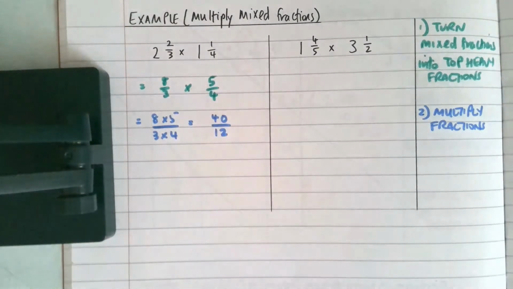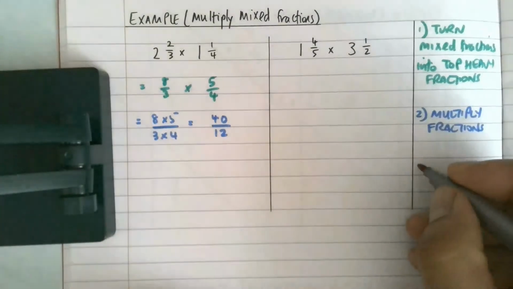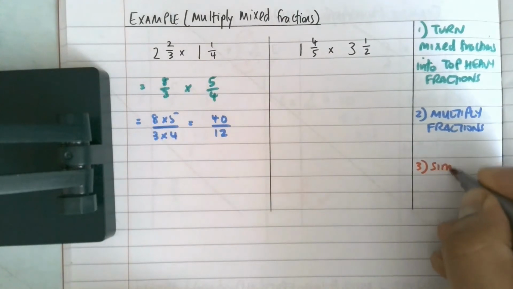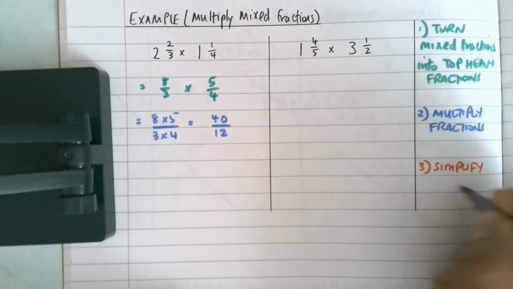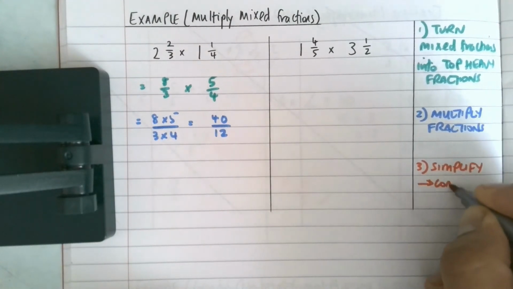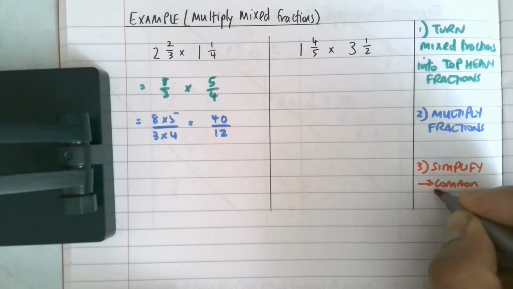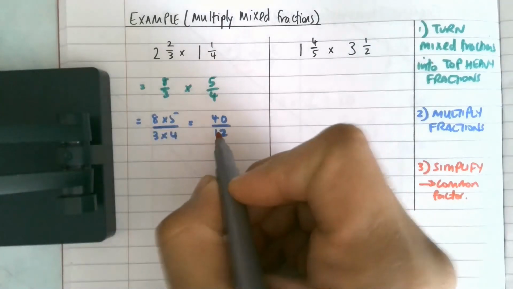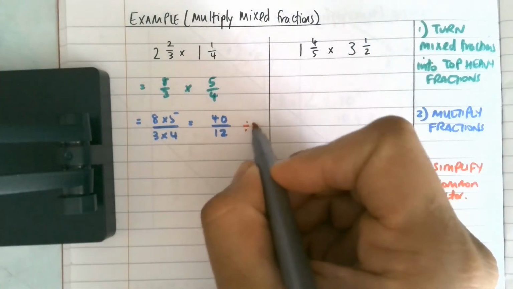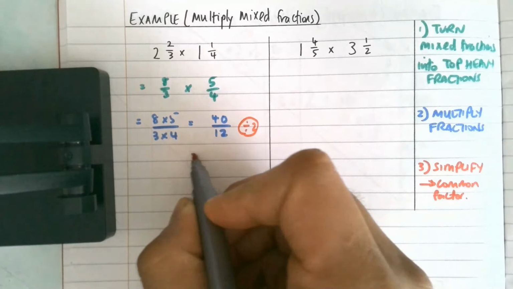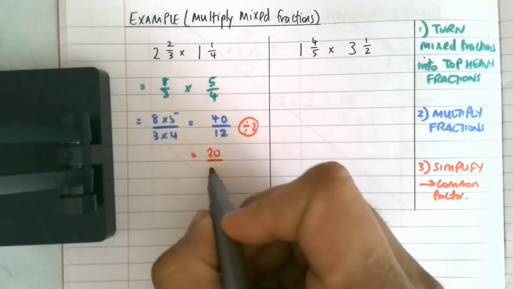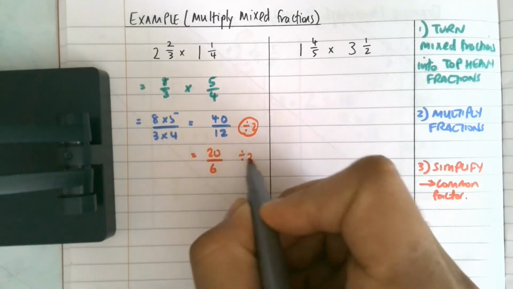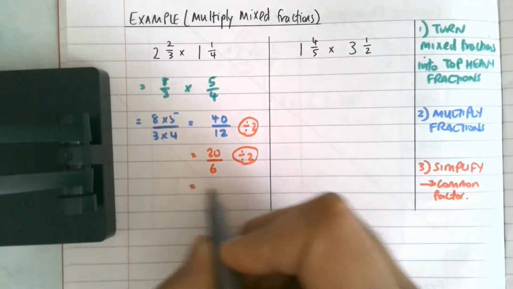And then the last step is simplifying. We'll simplify the fraction. Again, we're looking for a common factor. If you can identify the highest common factor, even better. But just a common factor to start with is a good step. So I'm going to start with 2 because they're both even. So divide both by 2. I'll get 20 over 6. Divide by 2 and I'm going to get 10 over 3.